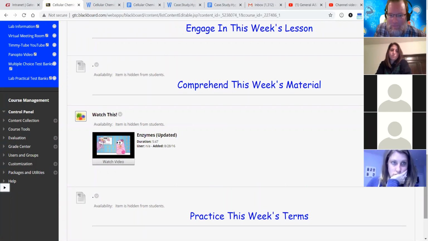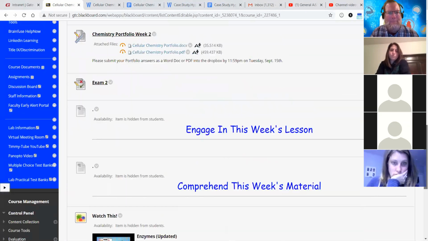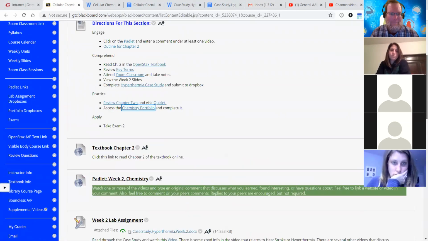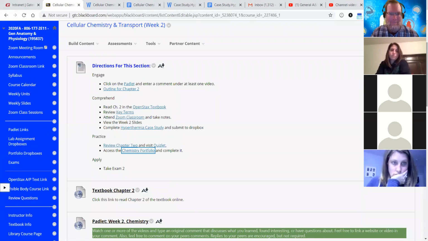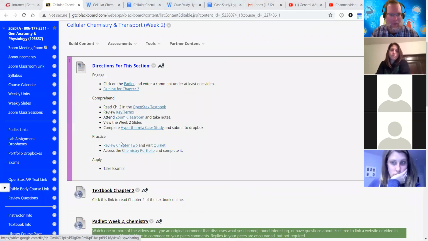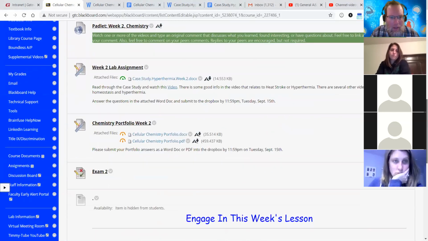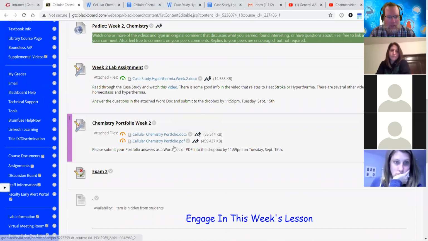Also, I was wondering if I could get the Google Docs link for the chemistry, because every time I try to make a copy of it, the boxed lines that separate the definitions disappear. You know what I'm talking about? Yeah, it makes the whole page look funky. Oh yeah, it's not in there, is it? It's just got the Word doc and the PDF.